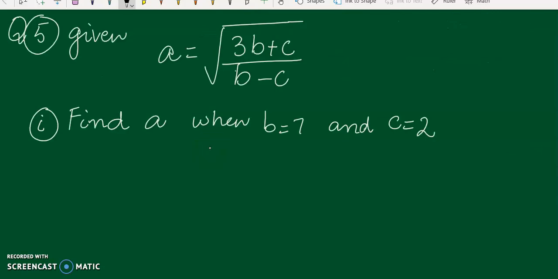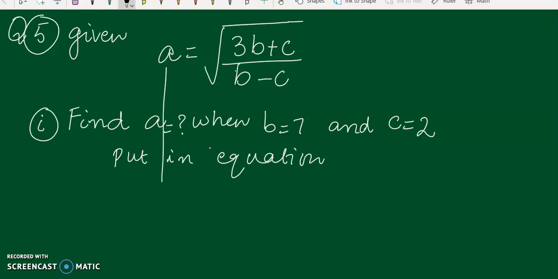Now look, another question number 5 with the same strategy. We are given an equation and some values. B is 7, C is 2 and we need to find A. So what we will do, we will put in the equation. So in place of A, we will write A, because we need to find it.